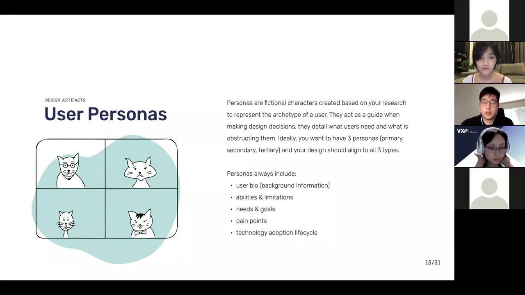There's a lot of information that you can pick and choose from to include in your personas. But the things you always want to include are the background information and their bio. Do they have any limitations or abilities that you need to highlight? What are their needs and goals, and the pain points that surround that? Their technology adoption lifecycle is especially important if you're making a digital solution, because it tells you at what point they will begin interacting with the solution that you're offering.